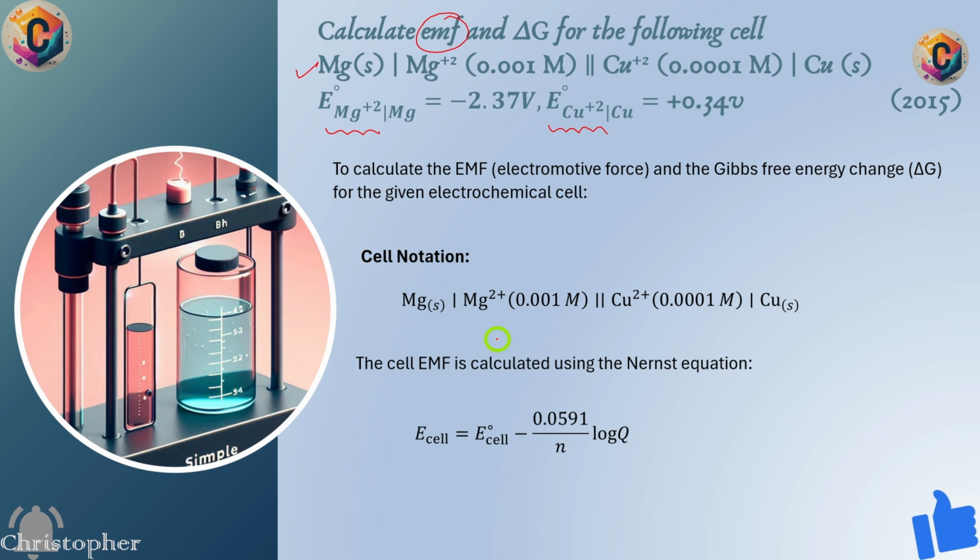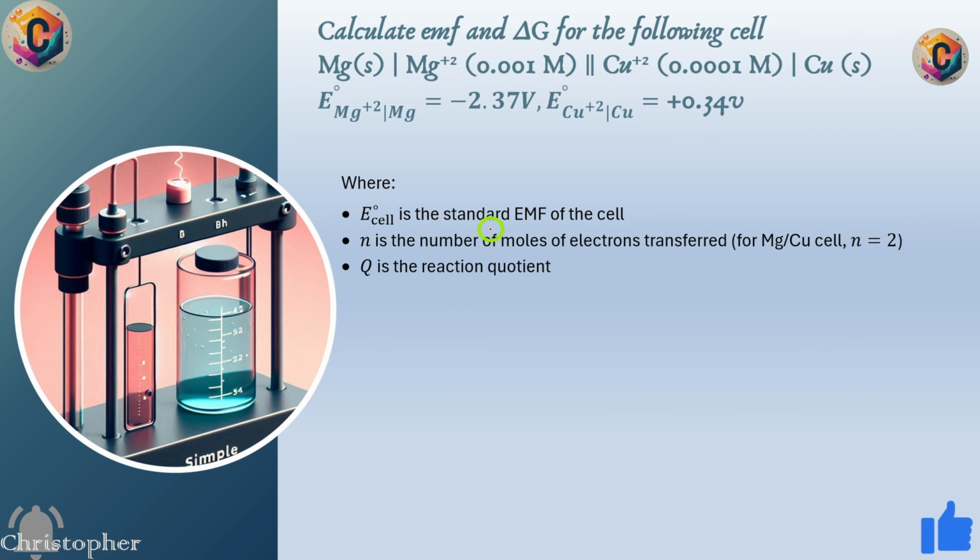So what's the Nernst equation? Nernst equation is E cell is equal to E naught cell minus 0.0591 divided by n into log Q. Here, to find out E cell value, you need to know E naught cell, you need to know n, as well as you need to know Q. E naught cell is nothing but standard EMF of the cell. n refers to how many moles of electrons are transferred, and Q refers to reaction quotient.